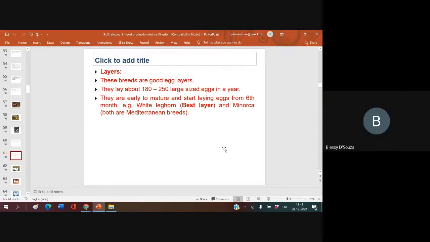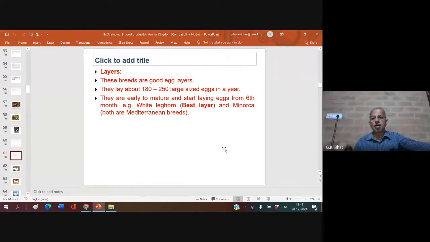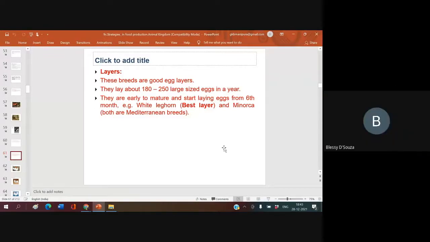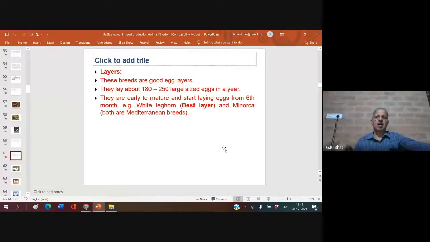Blessy. Yes, sir. Have you seen a white leghorn? Yes, sir. How is it? White in color. White leghorn, best layer, and Minorca. Both are Mediterranean breeds. Let us see that.